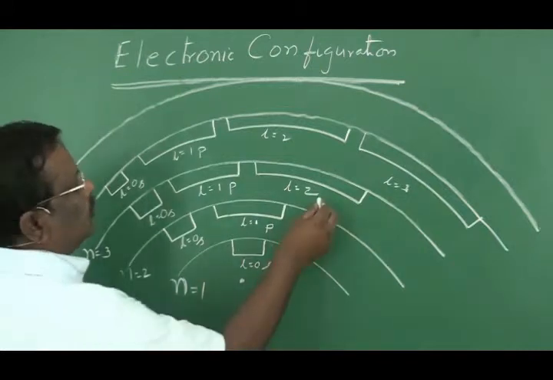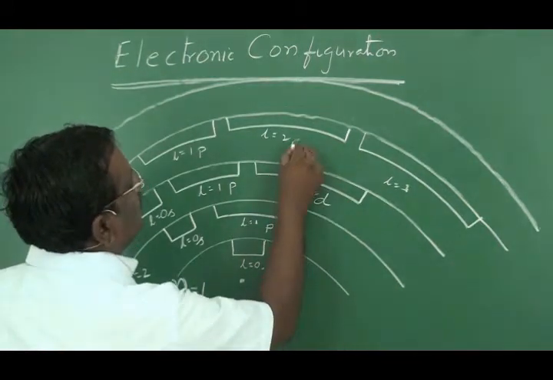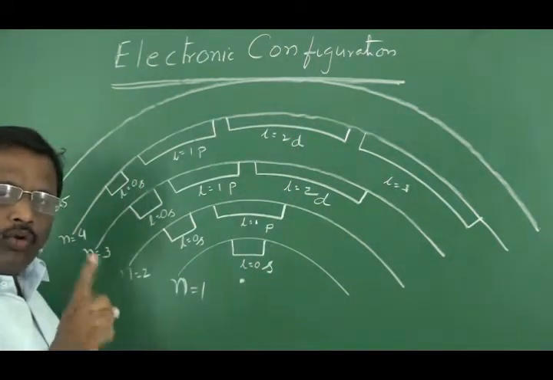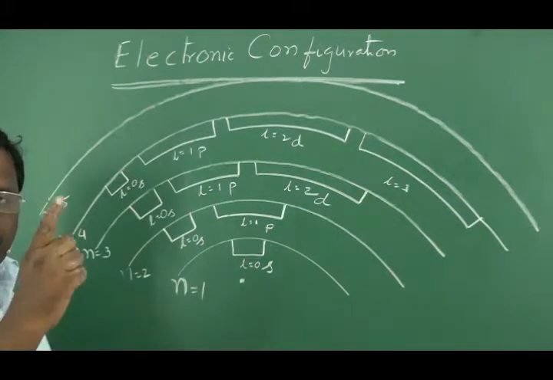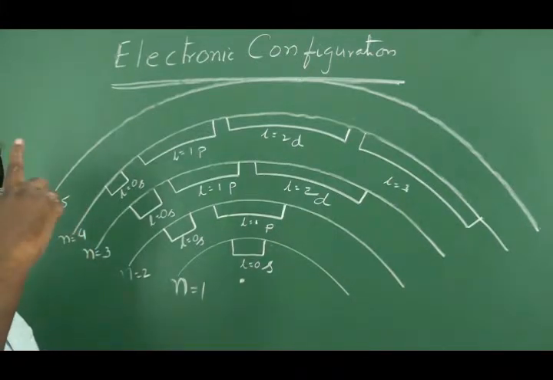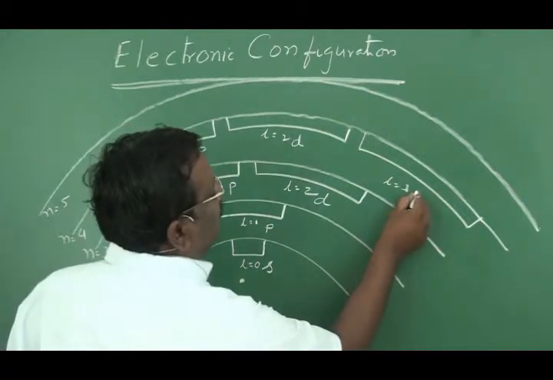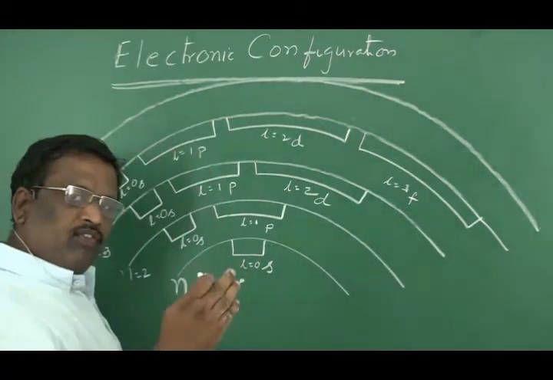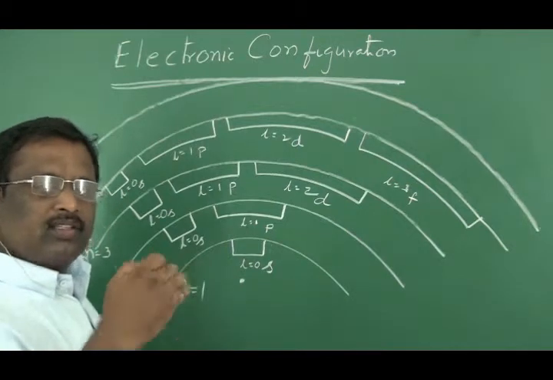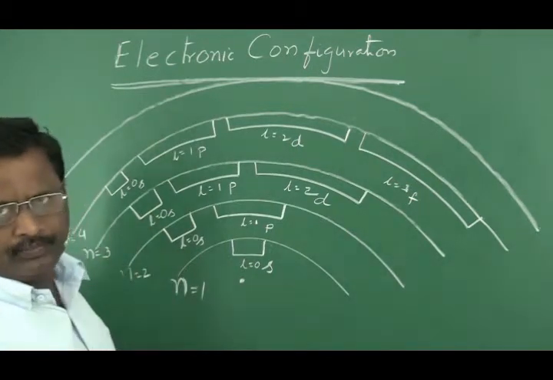If l is equal to 2, it is called d. So 3d, 4d, 5d, 6d, 7d, and so on. Similarly, if l is equal to 3, it is called f: 4f, 5f, 6f, and so on.